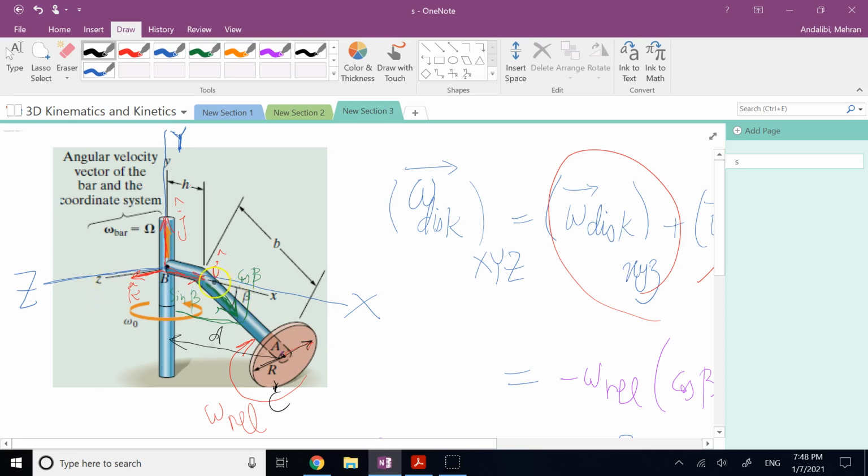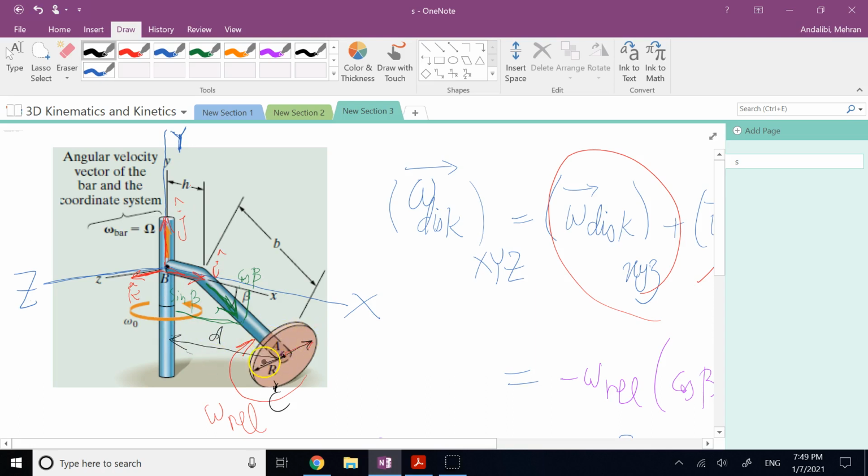Correct? Because this vector here is on the xy plane, and when you say omega cross r, it's going to be perpendicular to the r, and it is going to be what?